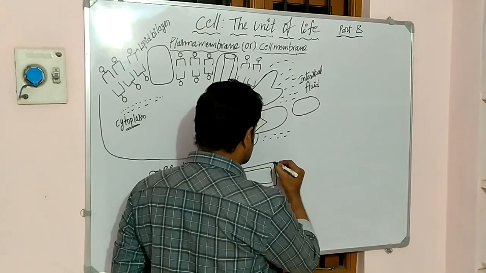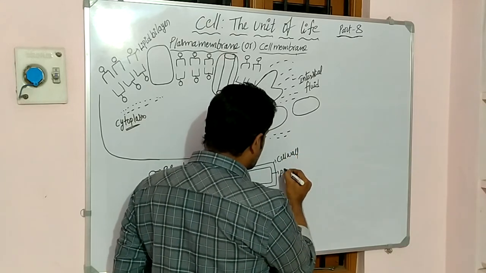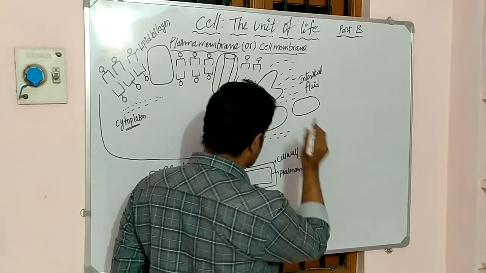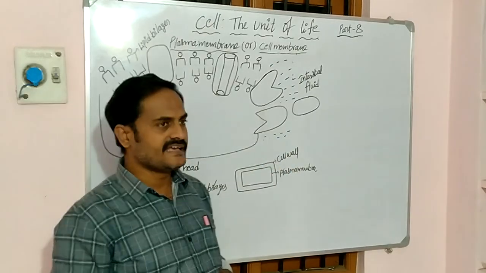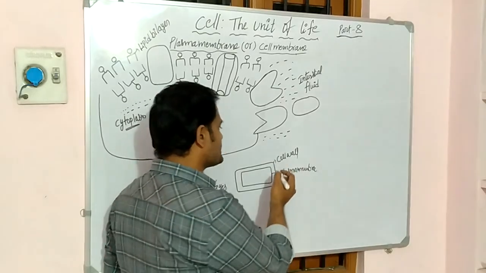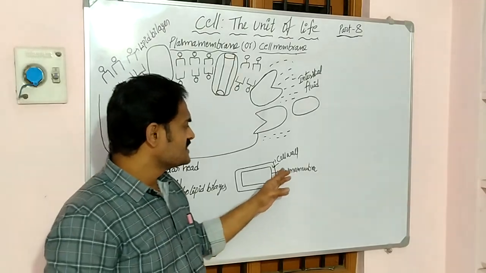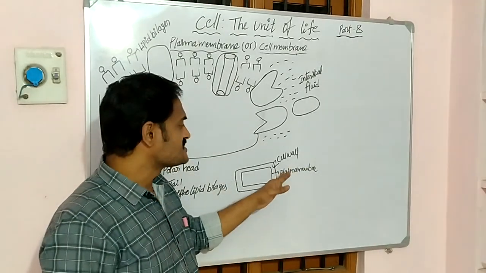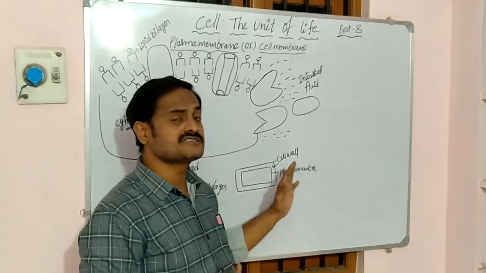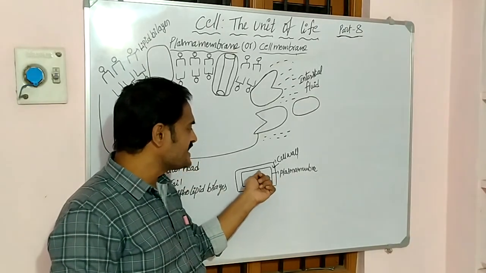is called the cell wall, and the innermost membrane is called the plasma membrane. Remember this. The cell wall allows all substances into the cell. But the plasma membrane does not allow all substances into the cell. Only such substances as are required, it allows into the inside of the cytoplasm.